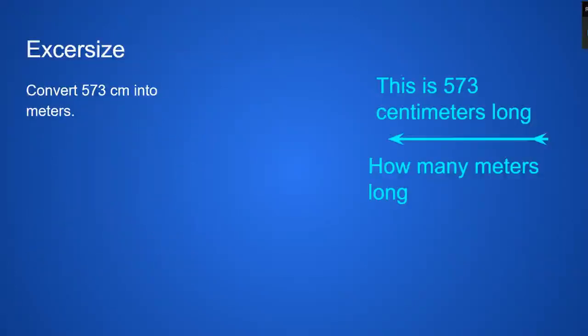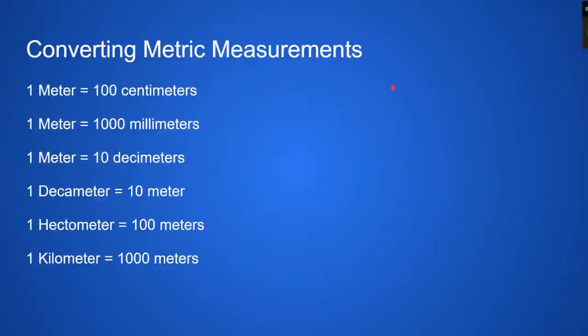Exercise time. Convert 573 centimeters into meters. This arrow over here is 573 centimeters long. How many meters is it? Do some calculation. Look back at this thing.